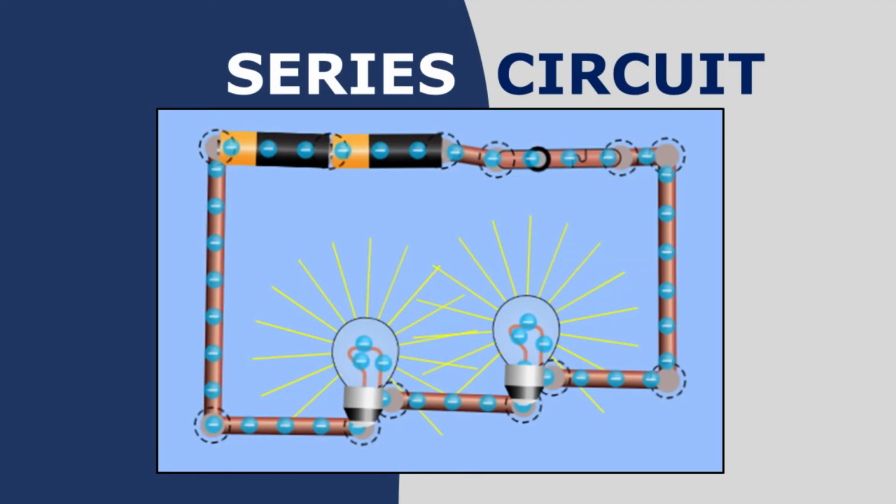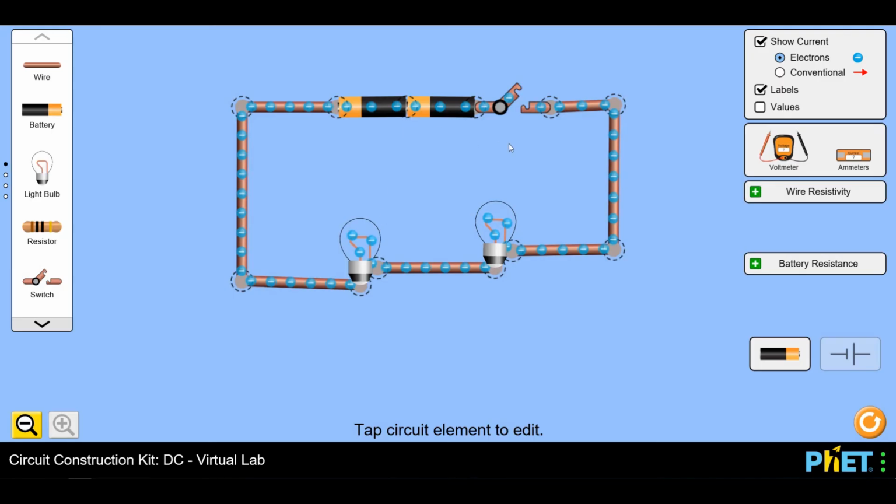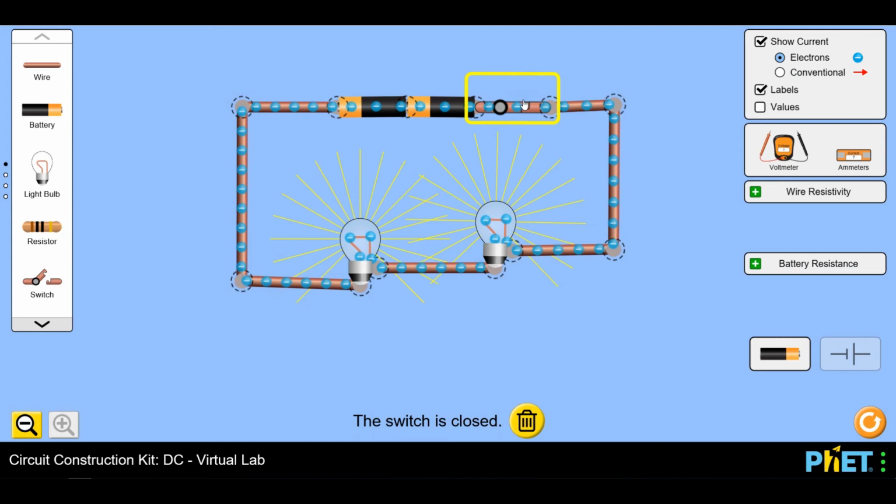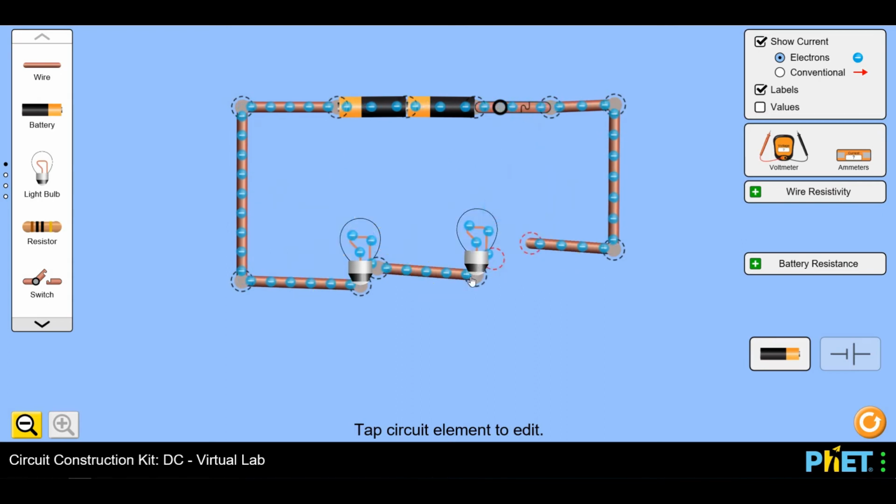This is a series circuit. Notice how the components are arranged. Notice that there is only one path for the flow of electrons in the 2 bulbs. When one of the bulbs was disconnected, what happened to the flow of electrons? Did the bulb still light up?